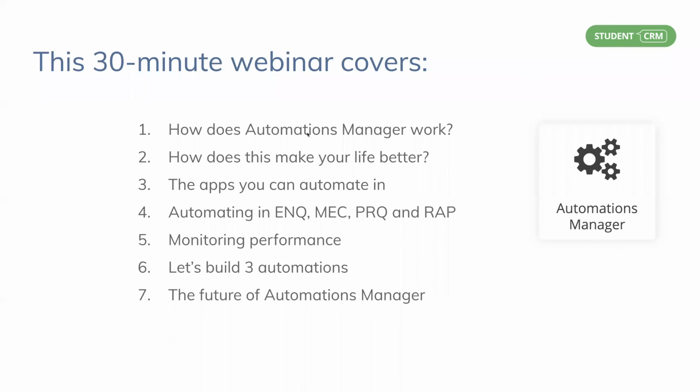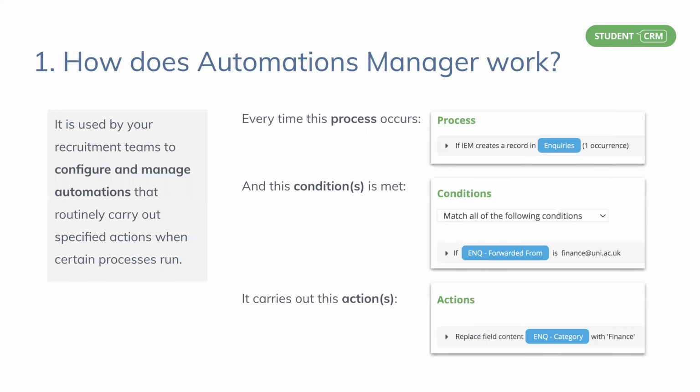So in this 30-minute webinar, which is in fact going to be shorter, we're going to look at how Automations Manager works, how it makes your life better, the apps you can automate in, and then automating in ENQ, MEC, PRQ, and RAP. There are slight differences between each of those. We're then going to look at how you can monitor the performance of the automations you've set up. And then the practical part: we'll build 3 automations, and then we'll look at the future of Automations Manager as well. So the first part, how does Automations Manager work?